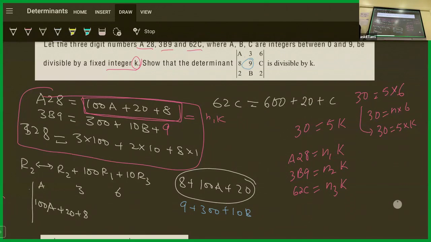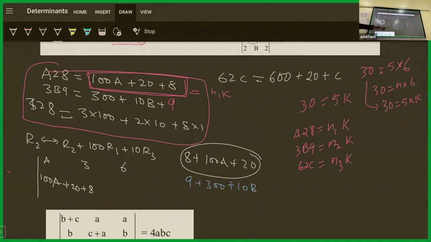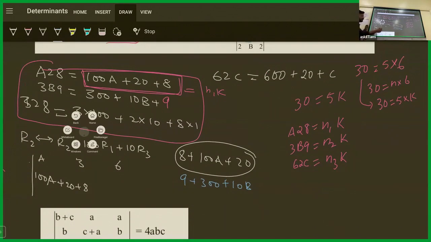Understood? So now what we get here, if you rearrange the terms, we get 300 plus 10B plus 9. And it is 6 here, so let it write. And then the third element of R2.